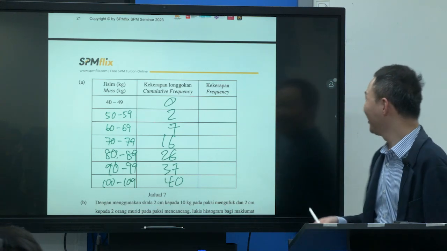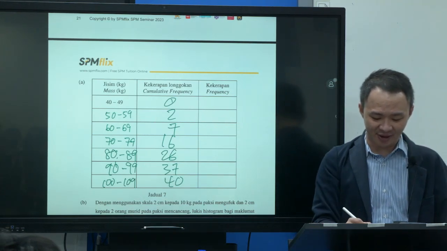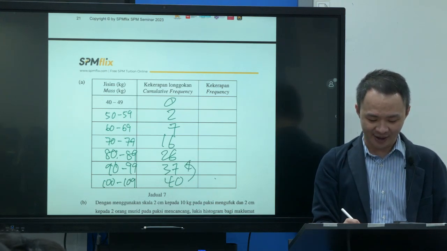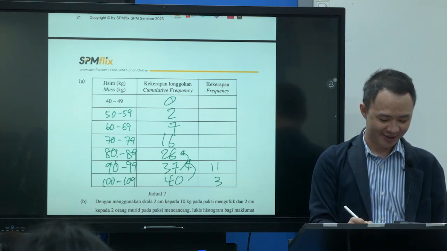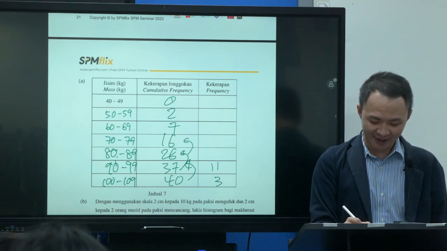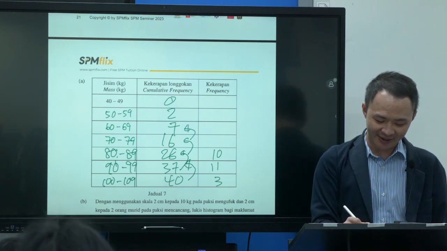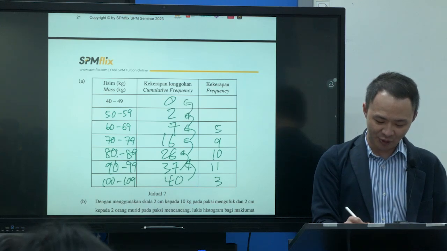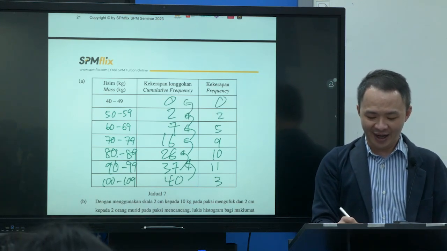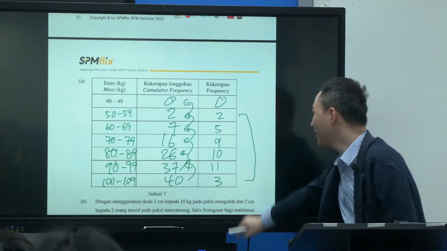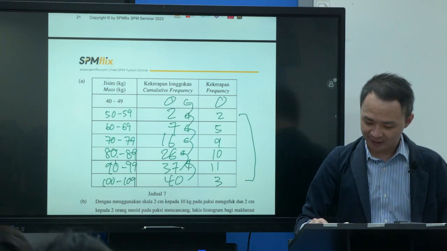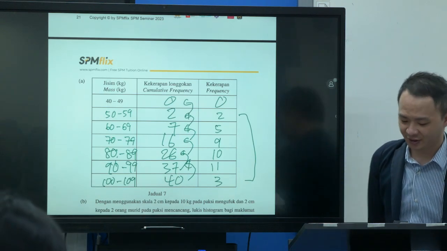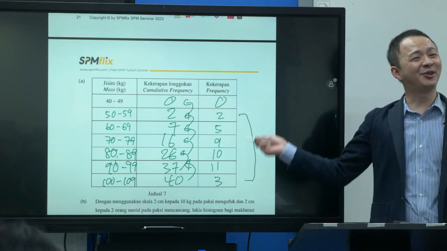Alright, then change this one to frequency. Macam mana kita tolak? Ini tolak ini dapat 3. Ini tolak ini dapat 11. Ini tolak ini dapat 10. Ini tolak ini dapat 9. Ini tolak ini dapat 5. Ini tolak ini dapat 2. Kosong. I'm trying to add, see is it 40 or not. Tambah semua. Check is it 40 atau tidak. Yeah, correct, done. Any part do you understand?